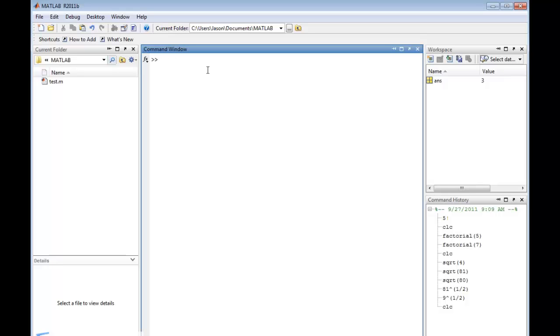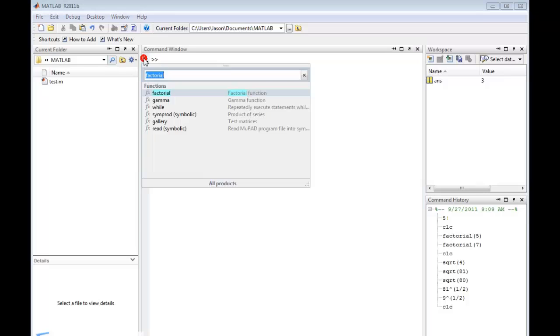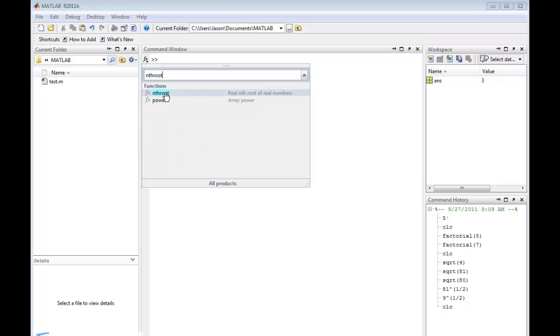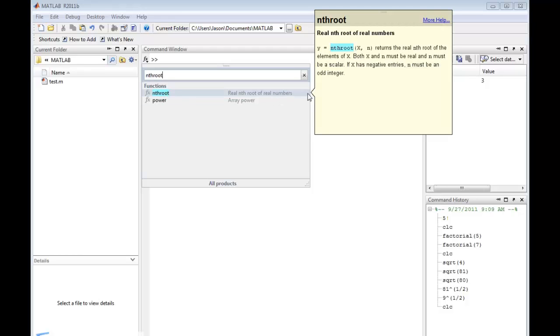Now, if you'd like to take a root of a number that's not a square root, maybe a cubed root or a 4th root or a 5th root, there is a function for that. To demonstrate, I want to show you how you might use the help system if you happen to forget the syntax. You just type in nth root. There is a function called nth root of real numbers. It says you pass it two values. The first one is a number. The second one is whatever root you're trying to take, and it should return the nth root.